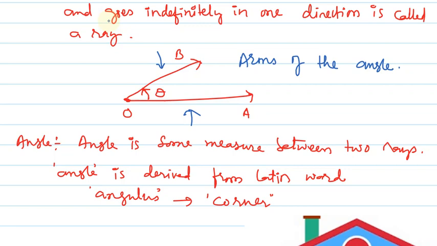The arm OA from where the angle starts is called the initial arm. This OA arm is called the initial arm. And the arm where the angle ends is called the terminal arm. This OB arm is called the terminal arm.